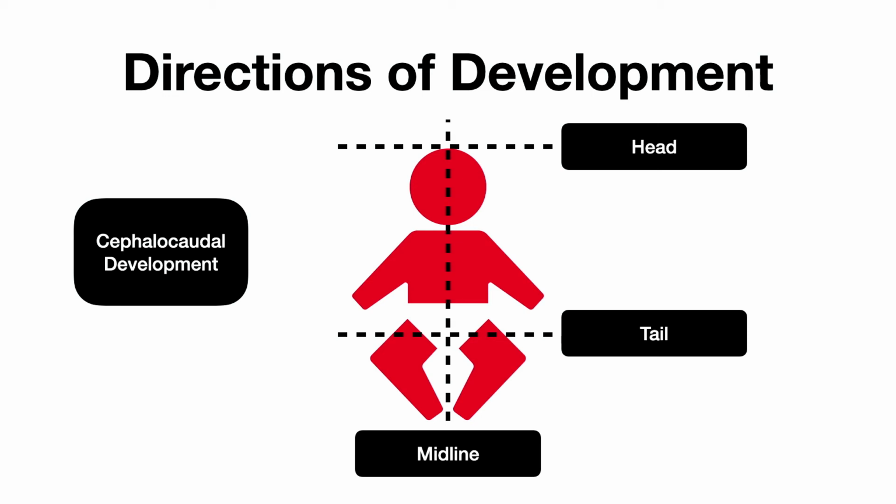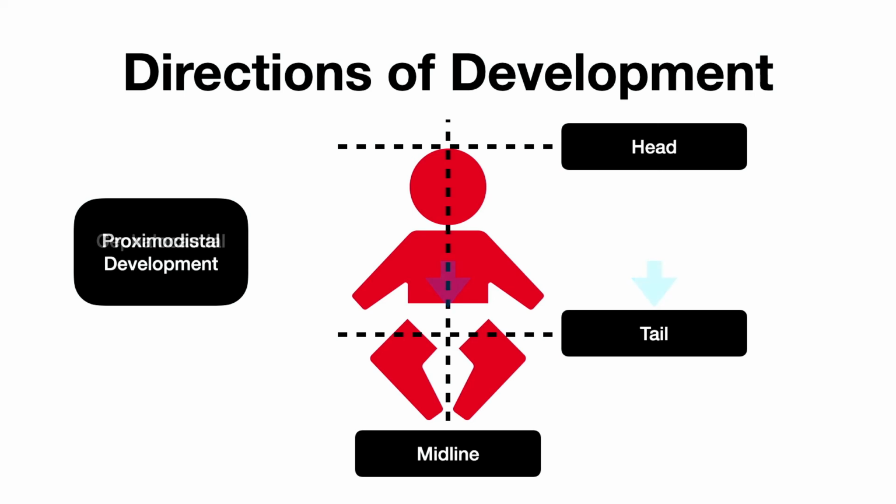Cephalo referring to the head, caudal referring to the tail. Neurological neurogenesis happens from the top down. So if we're going to look at a direction of development, we have development happening in the head, and then it progresses down the body toward the tail. So the head is way more developed than, let's say, the shoulders, which are way more developed than the torso, which are way more developed than the hips, at any given point in time in terms of development. Now, so that's head to tail, cephalocaudal development.